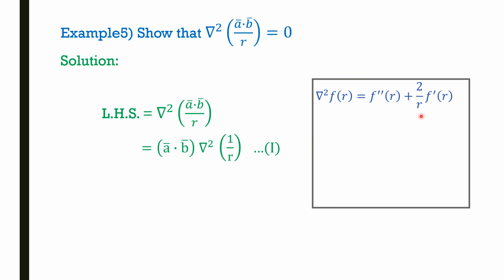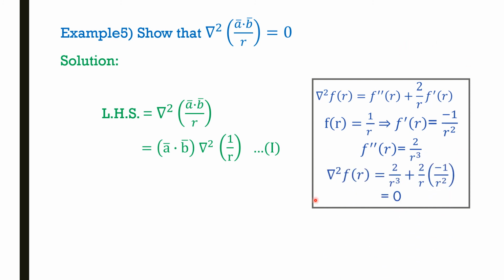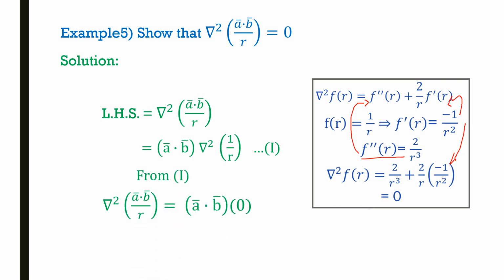So f double dash of r plus 2 upon r into f dash of r. What is f of r? 1 upon r. Its derivative is minus 1 upon r square, and the second derivative is 2 upon r cube. So you know these derivatives, and therefore substitute the values of f double dash of r and f of r in this result. Therefore 2 upon r cube, 2 upon r, and f dash of r. Substituting from 1, a bar dot b bar as it is, del square 1 upon r is nothing but 0 here, and the answer is 0.